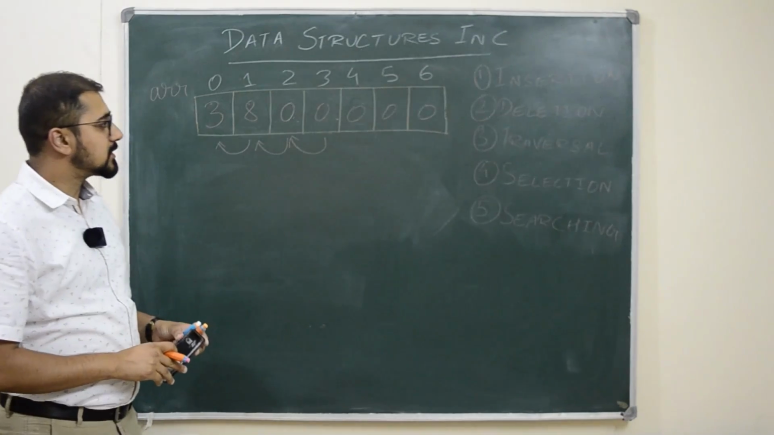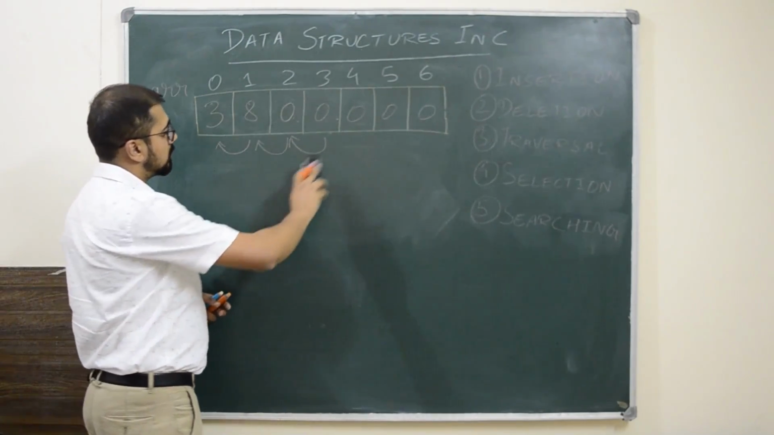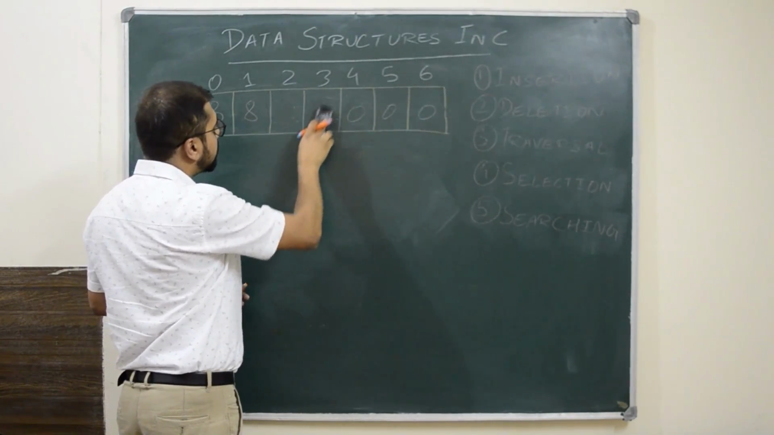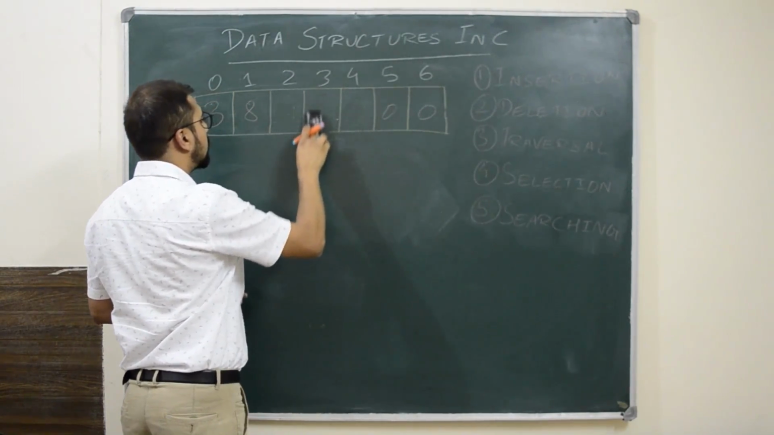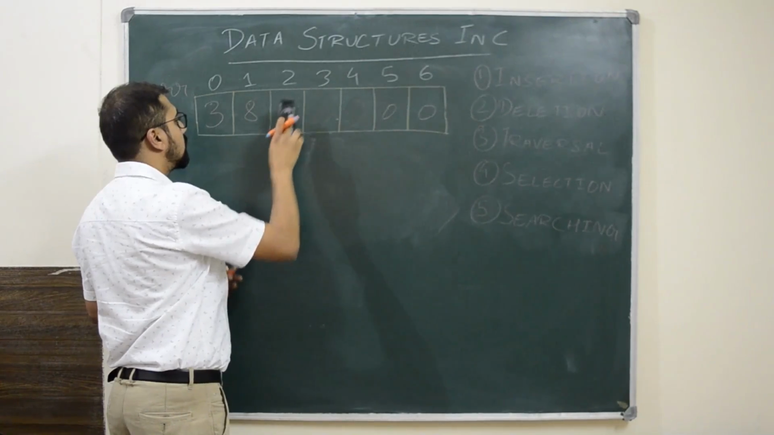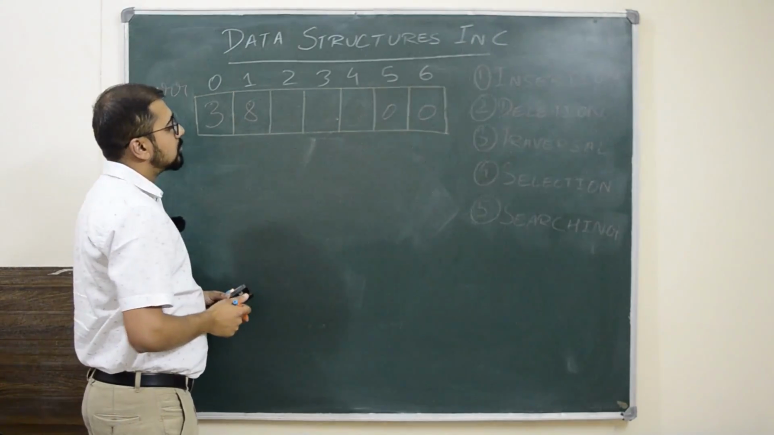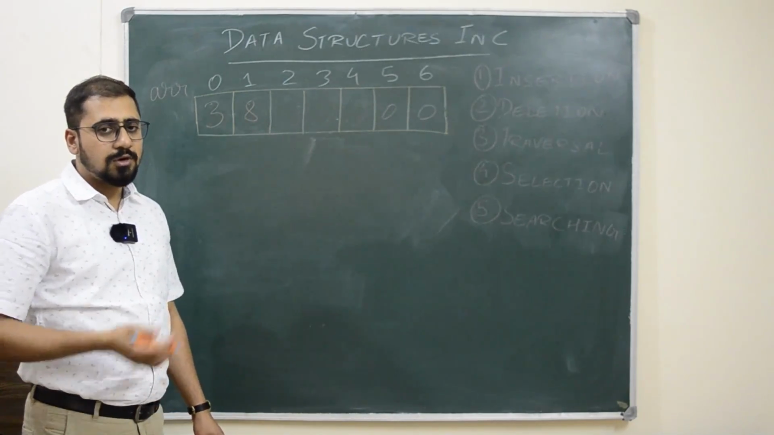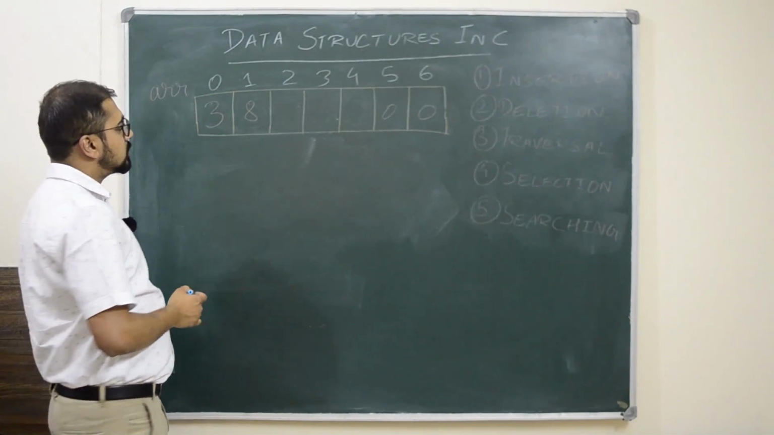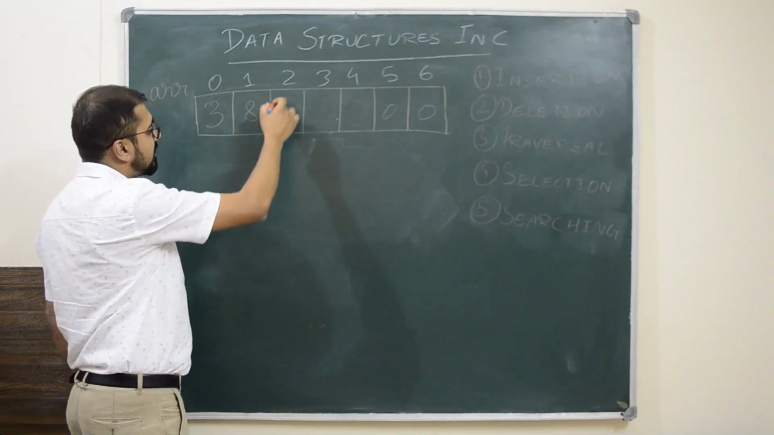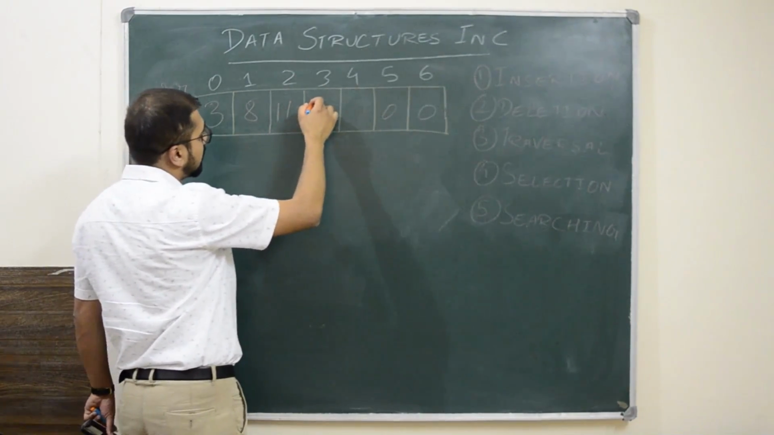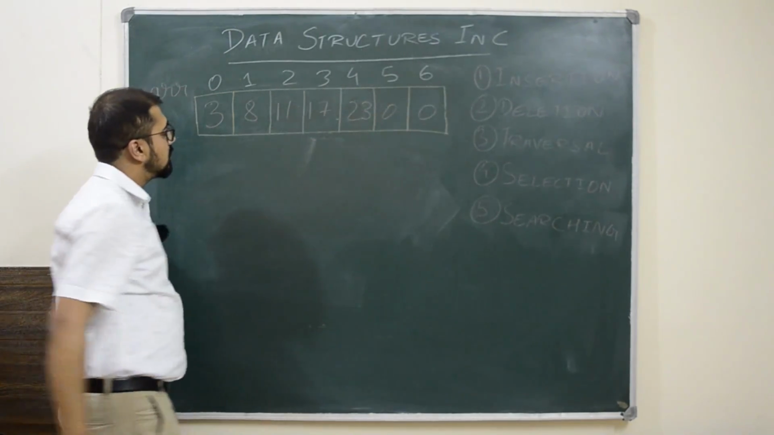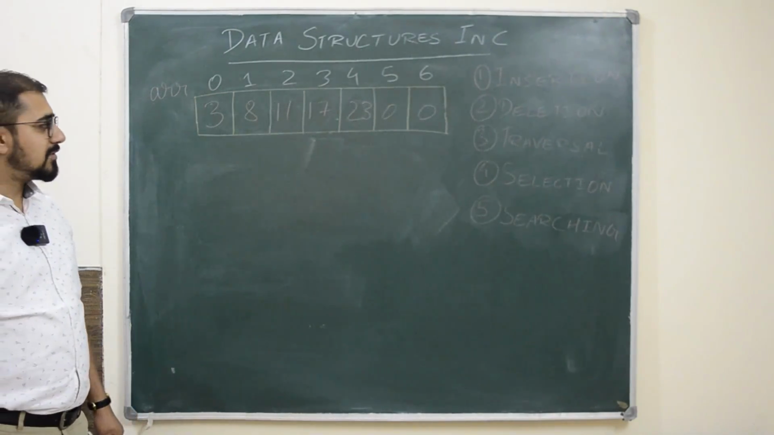Now let's say the next one is traversal. So for traversal, let's say the next task that we have is traversal, or to print all the values, and here I have 5 numbers, 3, 8, 11, 17 and 23. I want to print all these values.